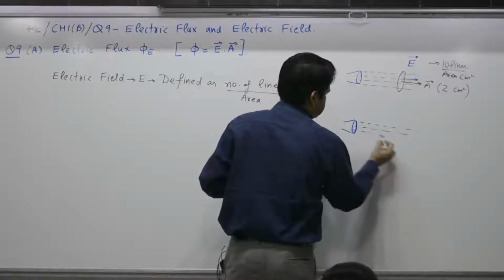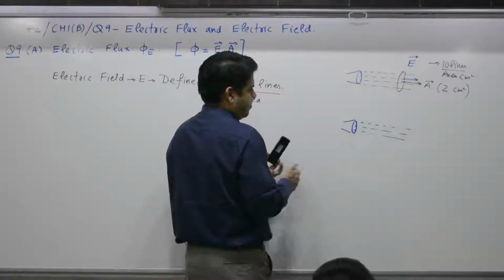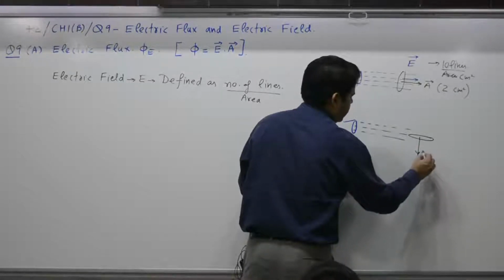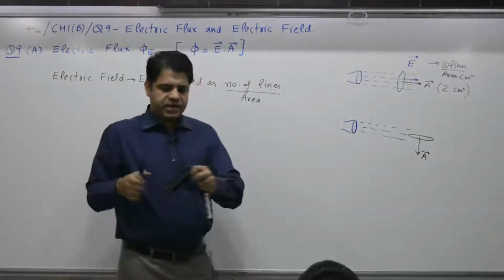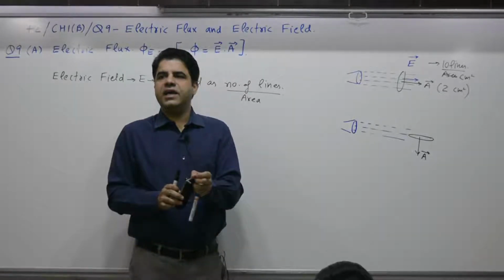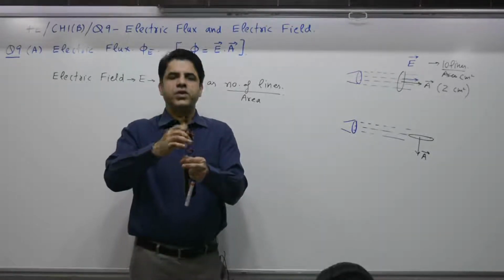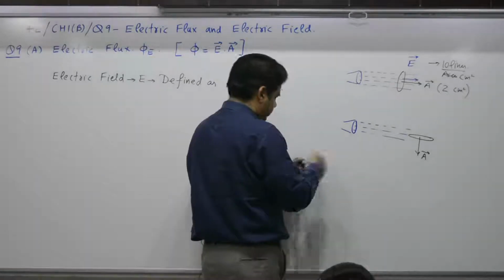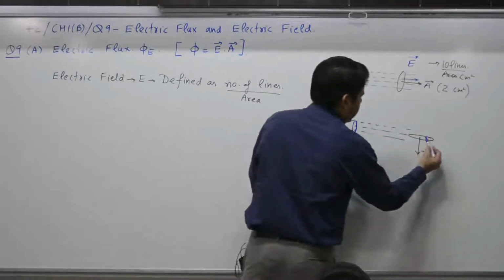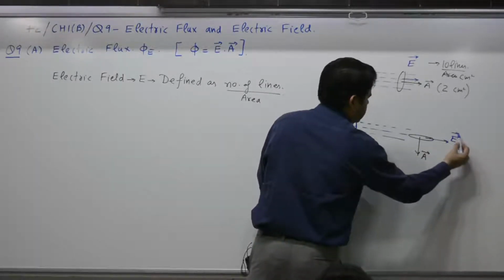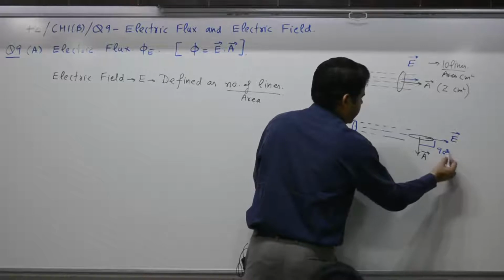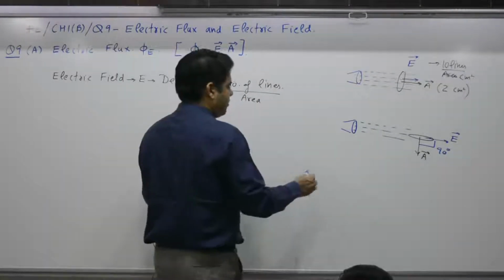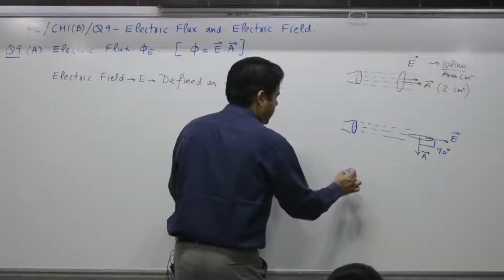And for this case, when the ring is parallel, the area vector is perpendicular to the plane of the ring A. In this case, what is the angle between E and A? 90 degrees. In this case, how many lines are passing? 0.